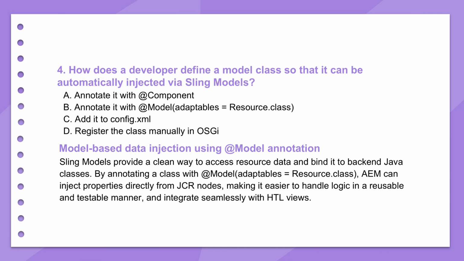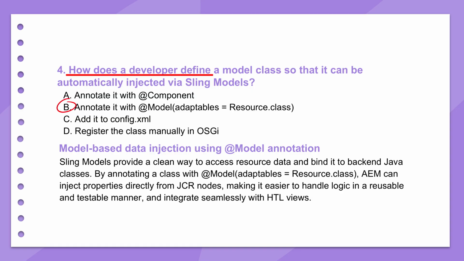Right, next up, let's switch to something developers often like: Sling Models for getting back-end data. Question 4. How does a developer define a model class so that it can be automatically injected via Sling Models? The answer here is B, annotate it with @Model(adaptables = Resource.class). Sling Models, yeah, they really streamline things.